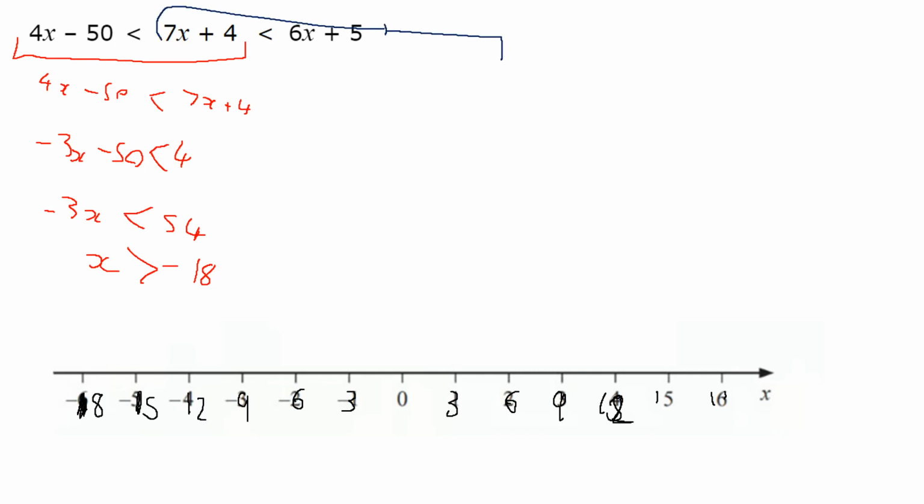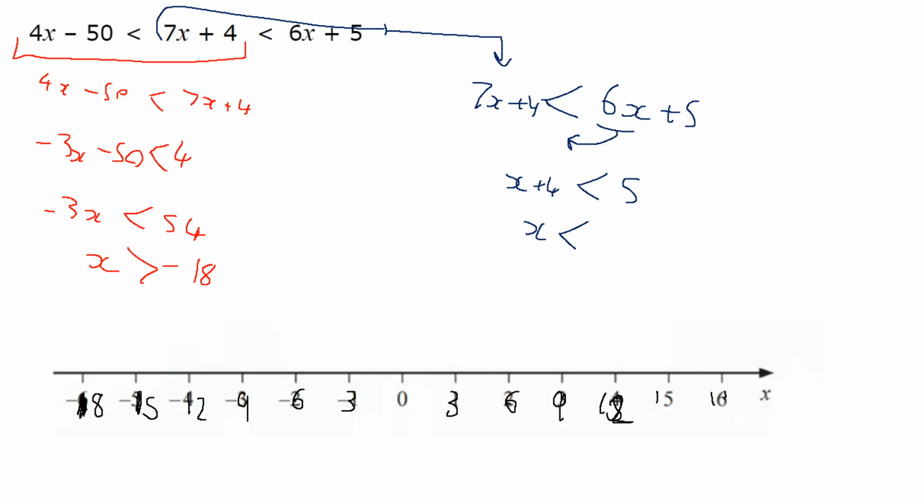So this time we're solving the inequality 7x plus 4 is less than 6x plus 5. Let's put the 6x on the other side. So we're left with x plus 4 is less than 5. And then put the 4 on the other side. So we're left with x is less than 1.